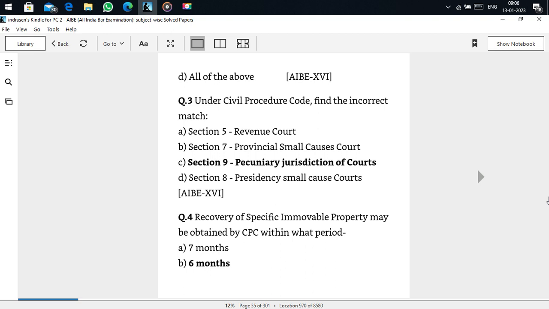See, this indicates that at least we have to remember certain important sections. Like Section 5 talks about the revenue courts, Section 7 talks about the provincial small cause courts, and Section 9. So they may ask the pecuniary jurisdiction under which section? This is Section 9. Then recovery of specific immovable property, the time limit is 6 months.